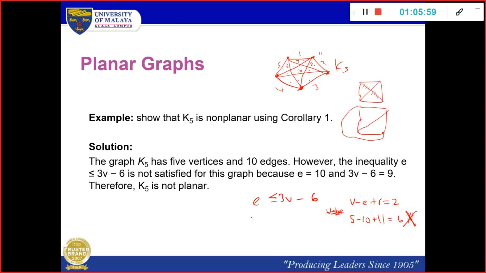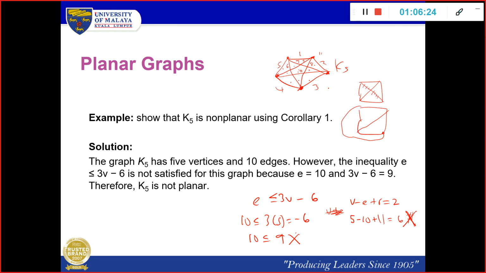E is equal to how many edges do you have here? 10 edges. It should equal 3 times the vertices, 3 times 5 is 15, minus 6 is 9. So this is incorrect as well. So this is how you prove, using the mathematical formula, that the graph is not planar.